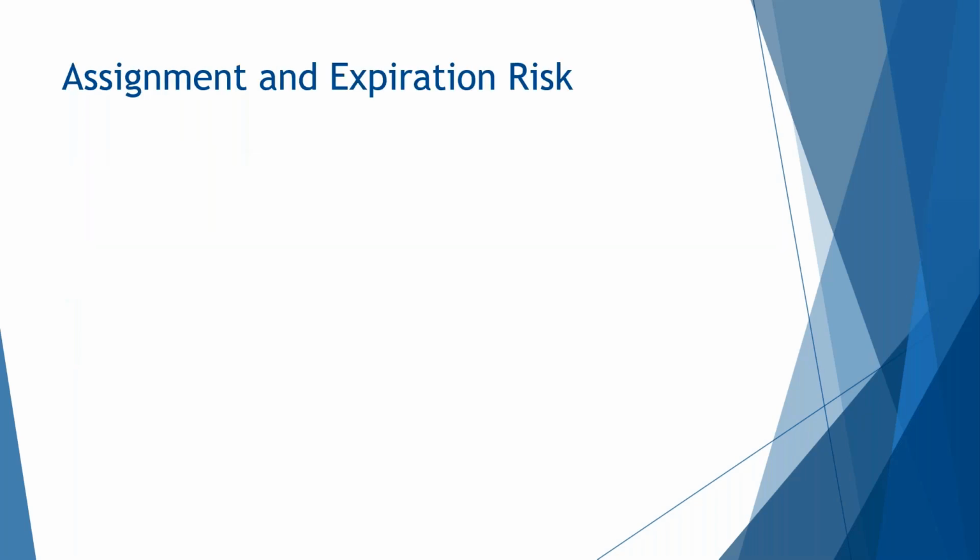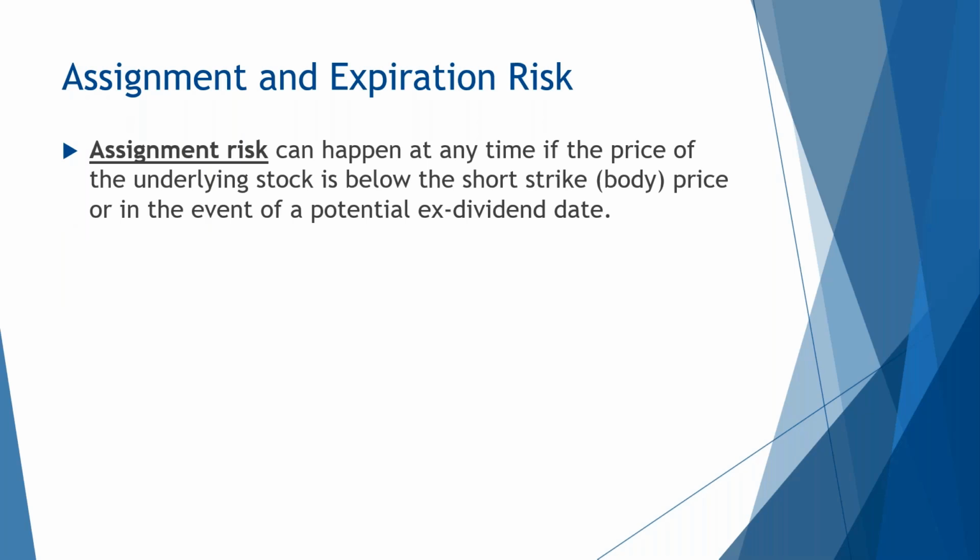Assignment and expiration risk. Our assignment risk is that we need to be very selective in the stock selection we use, to make sure there aren't any events that could create price movement. One event we need to be aware of is ex-dividend dates. We want to make sure there's no ex-dividend date between the time of the trade execution and our expiration.